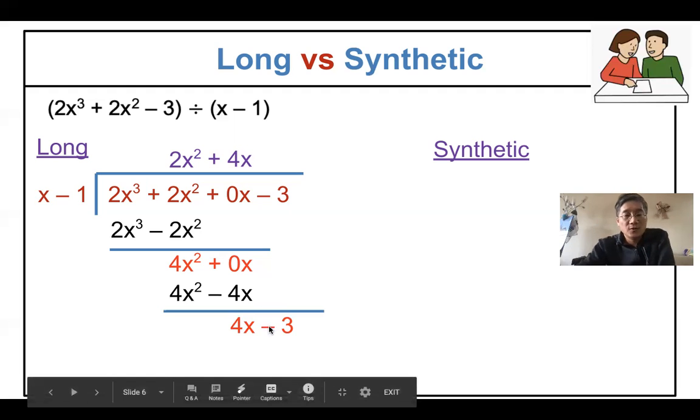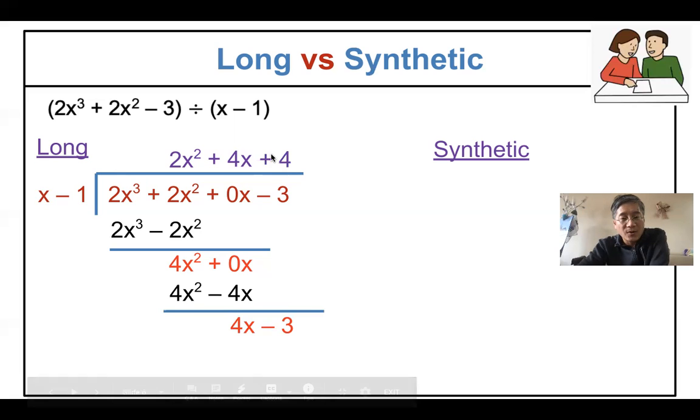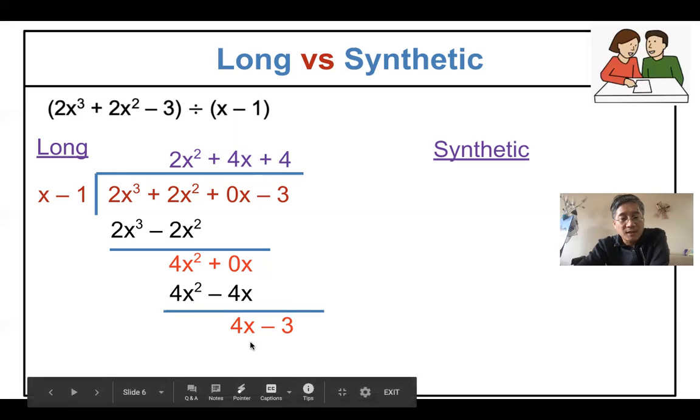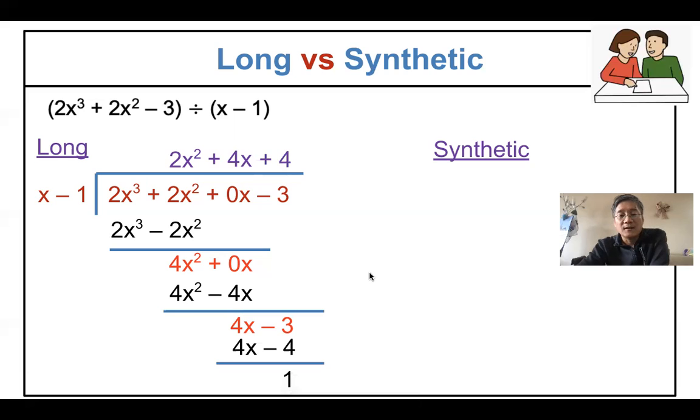Now one more step left. x times what? Plus 4. And then it will be 4x minus 4. If you subtract, negative 3 minus negative 4 will be 1, right? So we have a quotient of 2x squared plus 4x plus 4, and the remainder is 1.